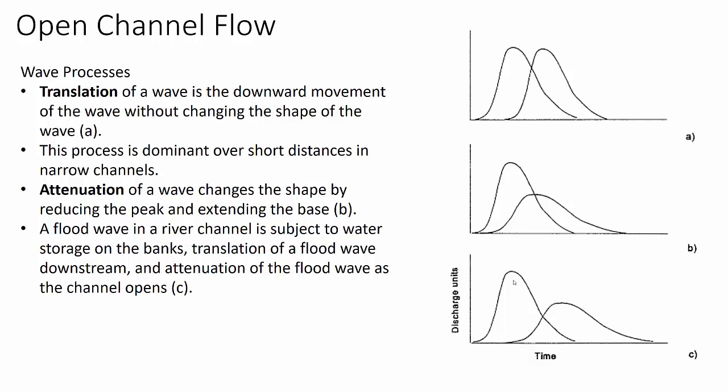A flood wave in a river channel is subject to water storage on the banks, translation of the wave downstream, and attenuation of the wave as the channel opens. So this is what we normally see: from upstream to downstream, we see a particular peak flow event from a rainfall event, for example, changing as the water moves downstream.